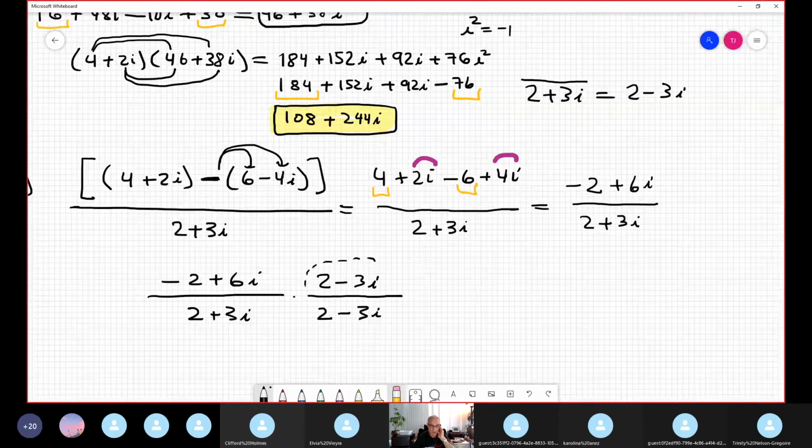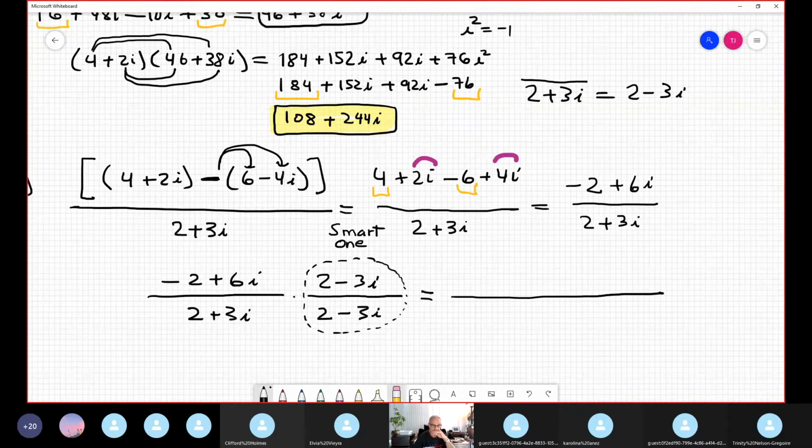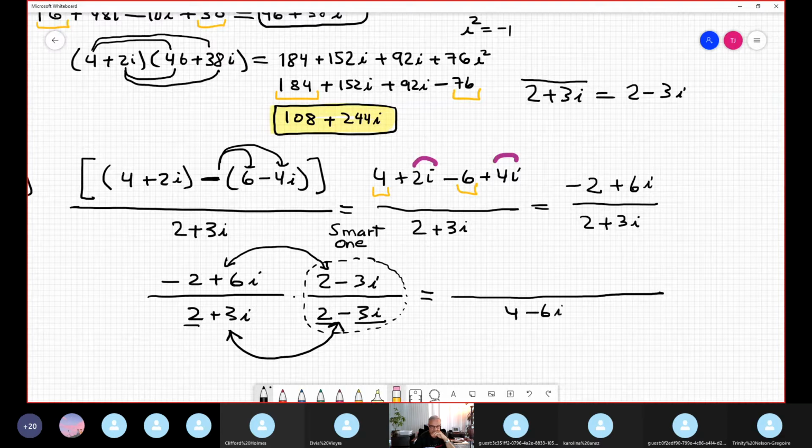It's obvious that this is a 1. This is a smart one, because it doesn't affect my problem, however, it helps me to do the division. The division is you multiply the denominators together and you multiply the numerators. And finally, we accommodate the real part and imaginary part separately. And you FOIL if you want. 2 times 2 is 4. 2 times minus 3i is minus 6i. 3i times 2 again is plus 6i. And 3i times minus 3i is minus 9i squared.